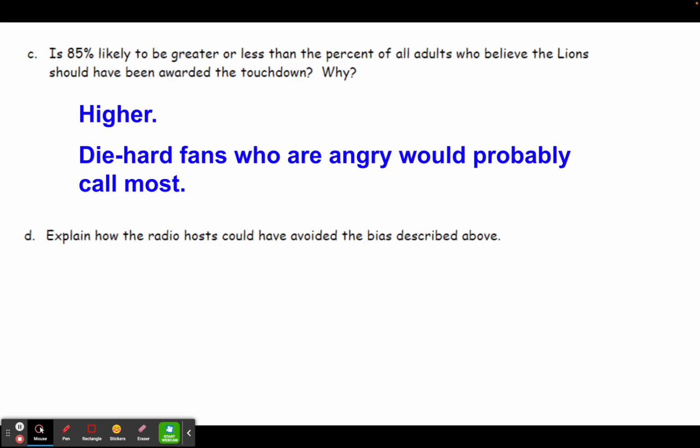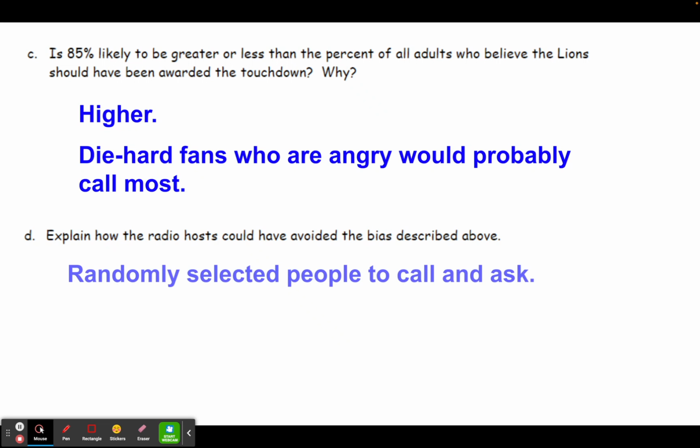Now, how the radio host could have avoided the bias that we described above is that they maybe could have randomly selected people to call and ask. This way, you would probably get a mix of people who really care about the Lions and some people who don't care about the Lions. And then maybe you would get a better picture of what all people think, not just the opinions of the diehard Lions fans.